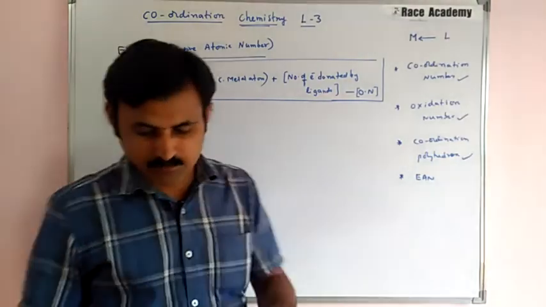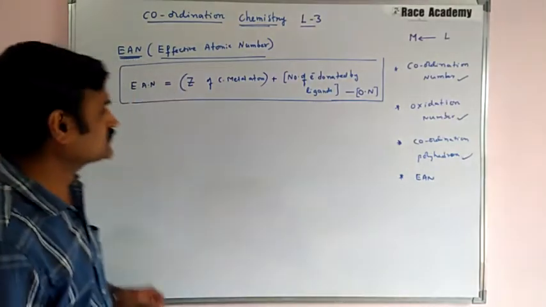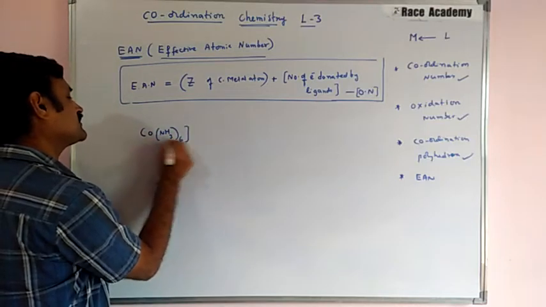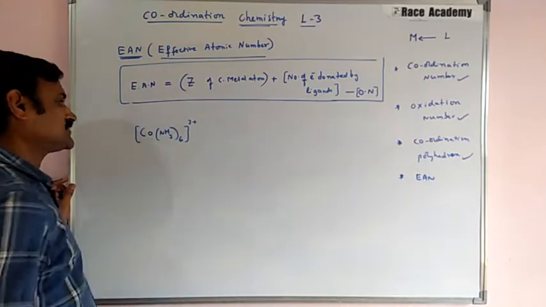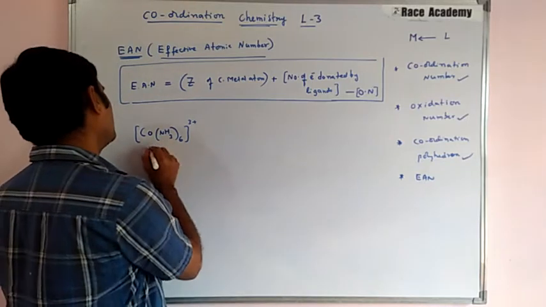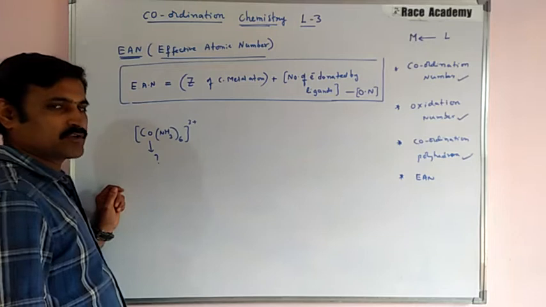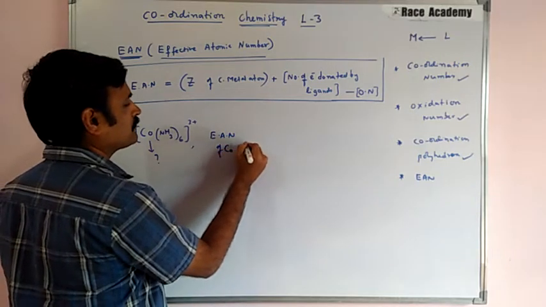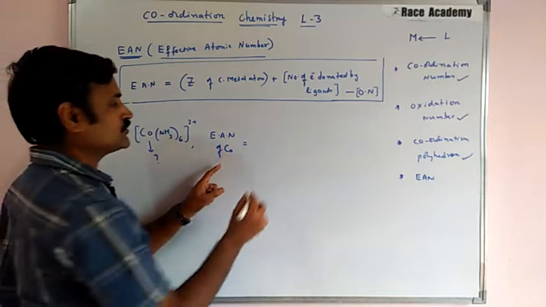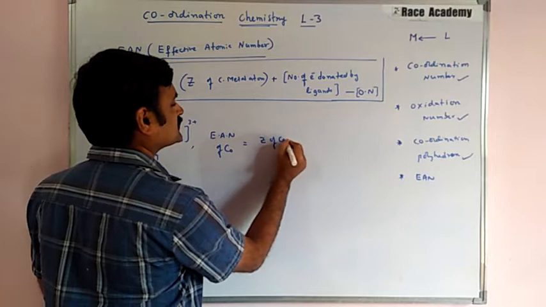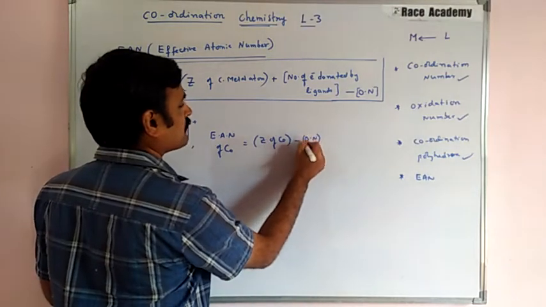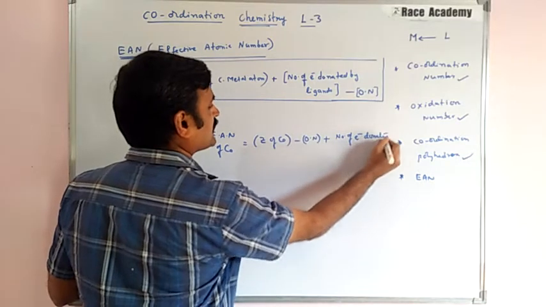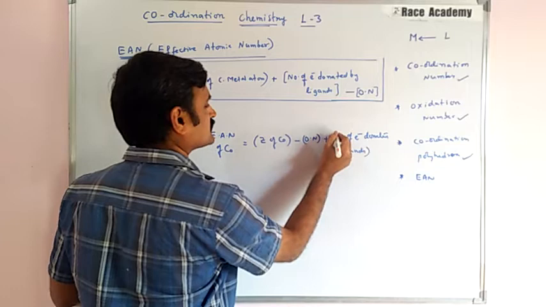Let us take an example to understand this one. I am taking an example, that is [Co(NH3)6]3+. This is the complex ion. In this I should calculate the effective atomic number of this cobalt. So I want to calculate the effective atomic number of cobalt, which means I must know its Z value. So the Z value of cobalt, first I have to note, minus the oxidation number plus the number of electrons donated by ligands. This is the formula.